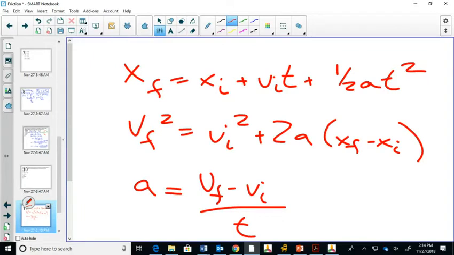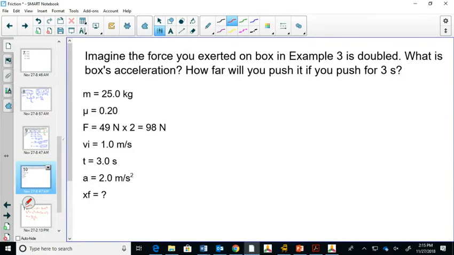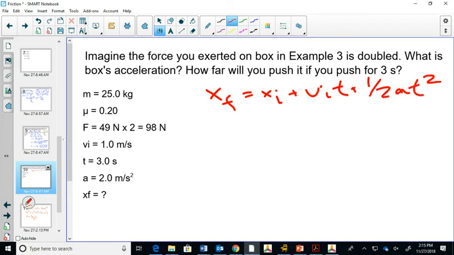And the bottom one just doesn't have enough information. It doesn't give us all we need. We could solve a final velocity, but it wouldn't give us distance. We have to do another equation to find that. Are you with me, my friends? So we're going to use this top equation, xf equals xi plus vit plus 1/2 at squared.